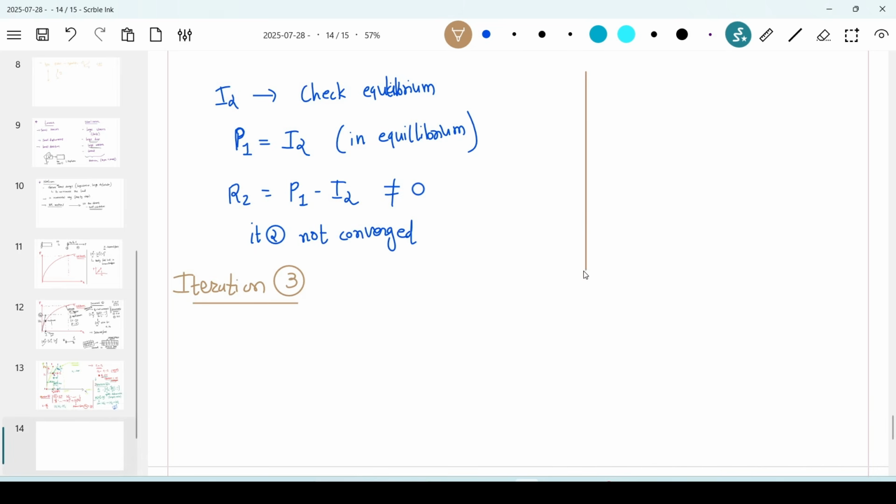Let me zoom in here. Let's take we are at this point, so I am just enlarging this one. This is at the end of I2, let's say this is P1, and R2 is known from the previous iteration. What is known now, or what do we have to update now in iteration 3?